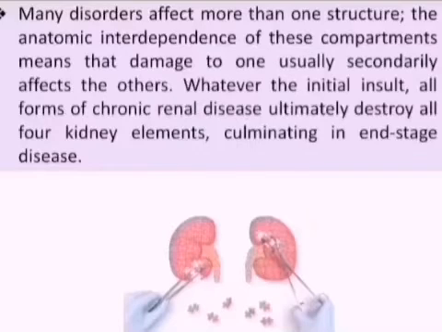Whatever the initial insult, all forms of chronic renal disease ultimately destroy all 4 kidney elements, culminating in end stage disease. يعني حتى لو أكو البداية مالتي glomerular disease نتيجة أي immunologically mediated injury، ممكن إذا untreated و progressive can end with tubular diseases, أو بالأحرى tubulo-interstitial diseases, and even the blood vessels may be affected. فالمحصلة النهائية ممكن تكون end stage renal disease.